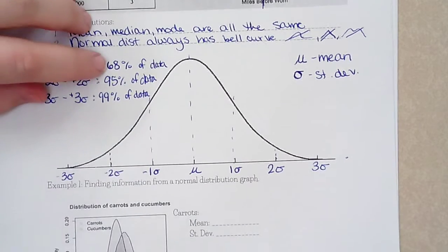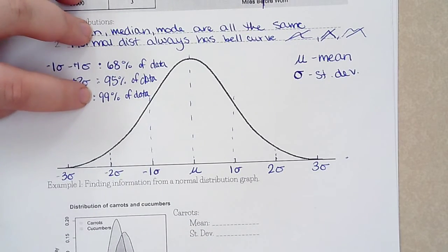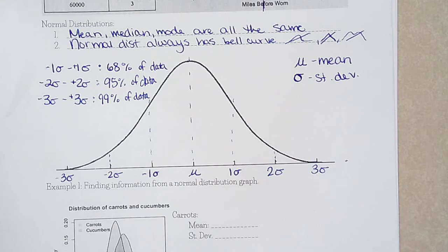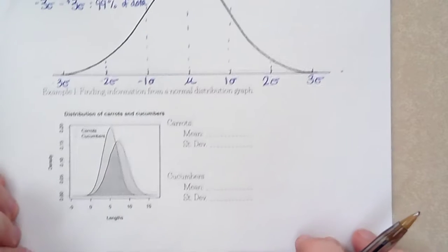And these are the numbers I'm going to want you to use and remember. So these are really important. I would write these down. So let's now look at some examples of how we use all of that information that I just threw at you.